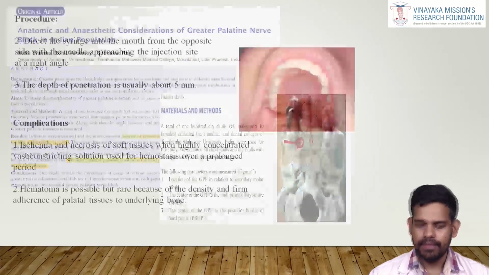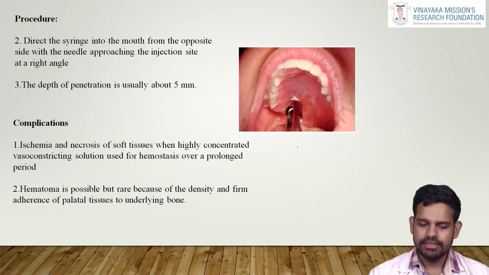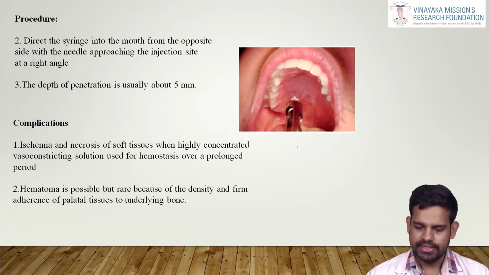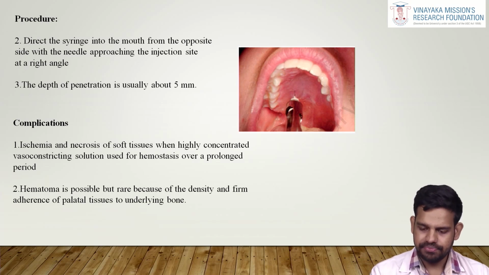Coming to the procedure, direct the syringe into the mouth from the opposite side. If you are anesthetizing the right side, you should inject the needle from the left side of the mouth into the greater palatine foramen. The depth of penetration is usually about 5 mm.